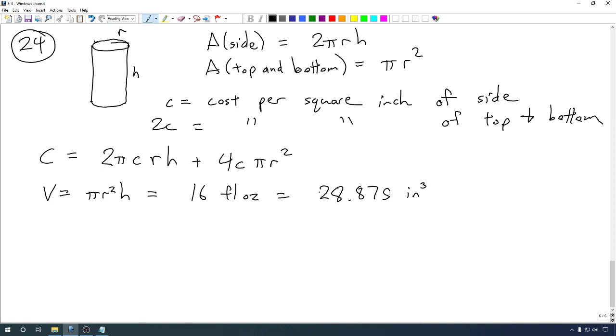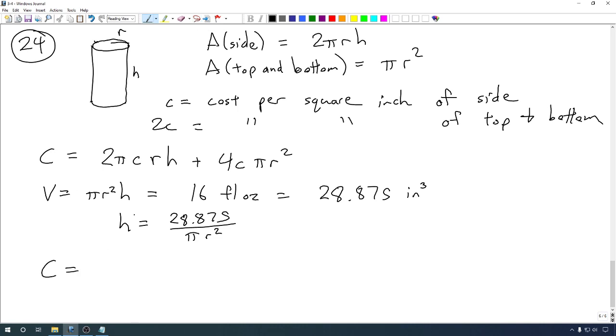So we're going to say the volume is equal to that, which means that pi r squared times h is equal to that. I'm going to go ahead and use that to solve for h. So h is going to equal 28.875 over pi r squared. And I'm going to go ahead and put that into my formula for c.